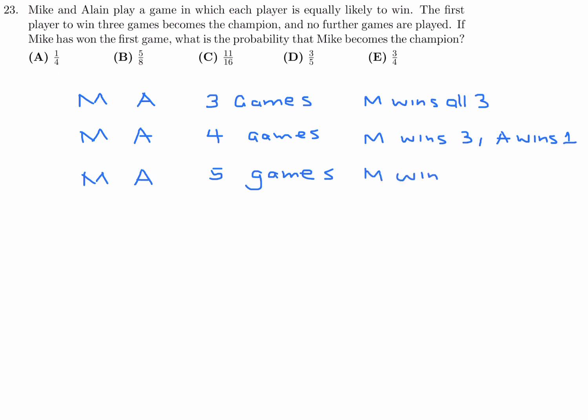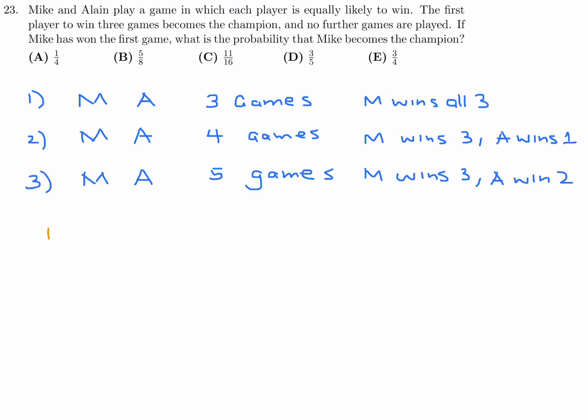3 and 2. And these are the only ones that are possible, because if you have, let's say, 6 games and Mike and Elaine both win 3, that's not going to work, because as soon as Elaine wins 3, she becomes a champion, or as soon as Mike wins 3, he becomes a champion, and no further games are played, as they state in the question. So this is the only 3 scenarios. So this is scenario 1, scenario 2, and scenario 3. So let's talk about all 3.